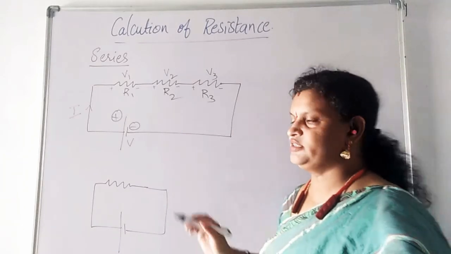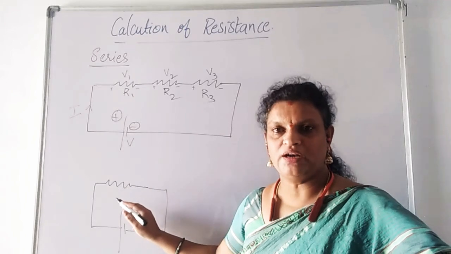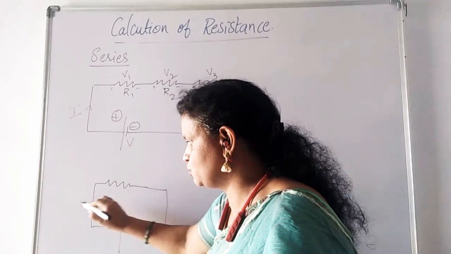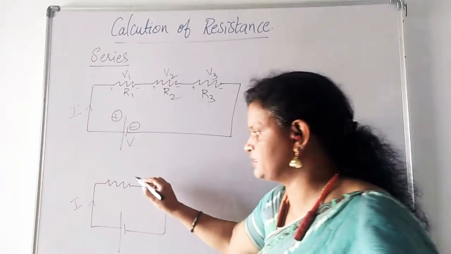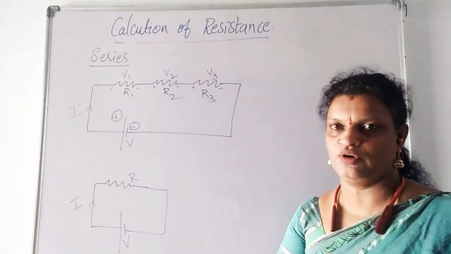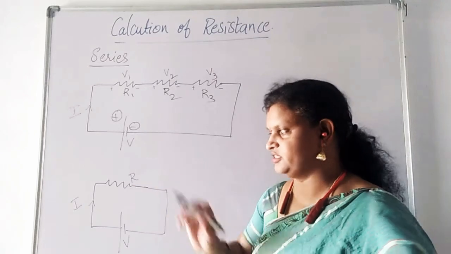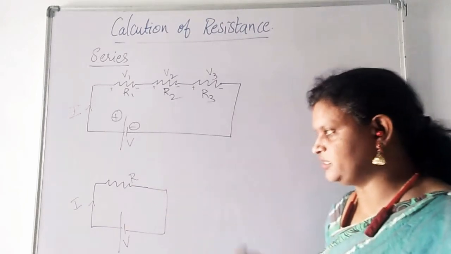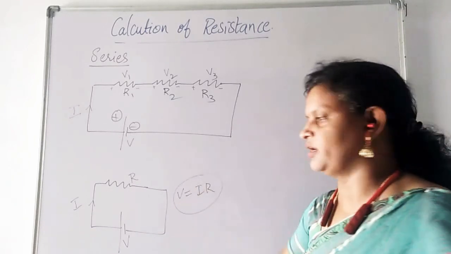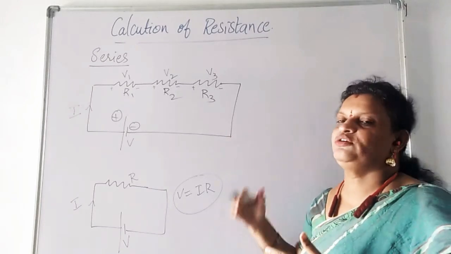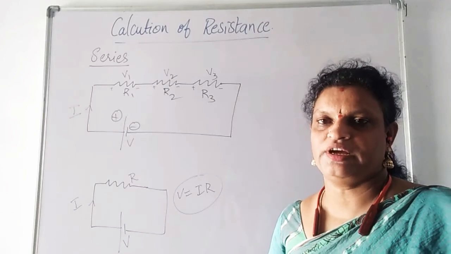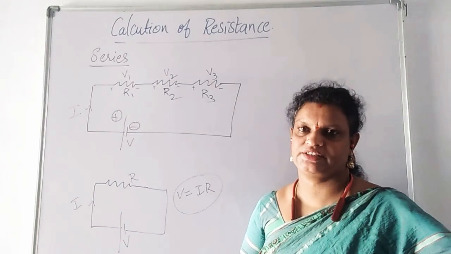Now here we have another circuit where we have only one battery and one resistor. The current flowing through this battery is I, the resistance of this resistor is R, and the potential difference, the voltage of the battery, is V. Here, according to Ohm's law, we can write V is equal to I into R, right? Based on that we are going to derive a formula for how to calculate the effective resistance when resistors are connected in series.